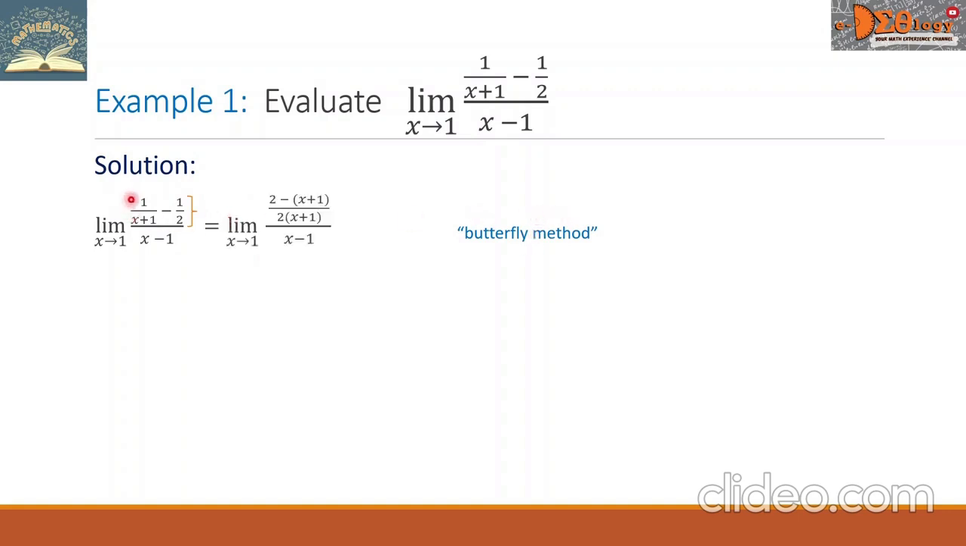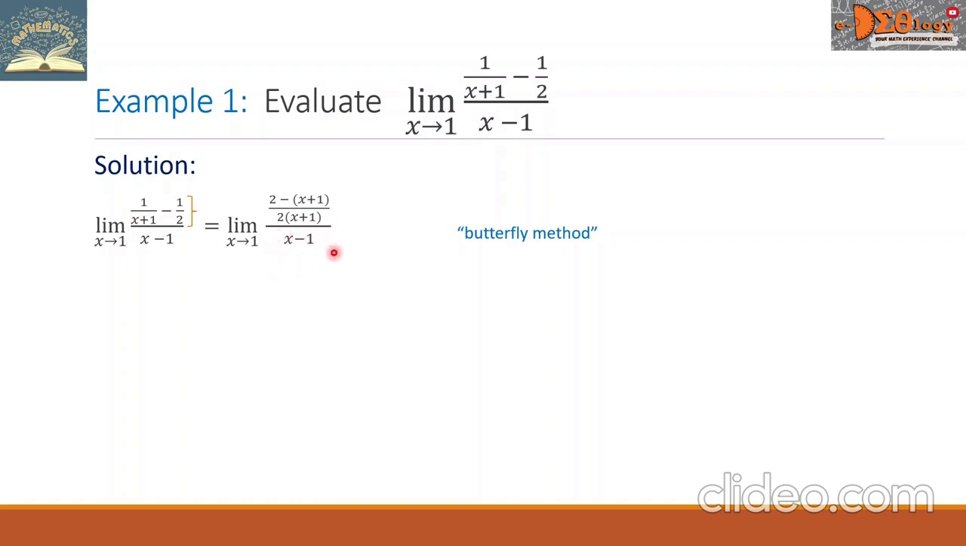So that will be 1 times 2, which is 2. Then this is a difference, so we write minus. We multiply x plus 1 by 1, so that is x plus 1, all over, we multiply 2 by x plus 1. And this is the answer, all over the same denominator, x minus 1.